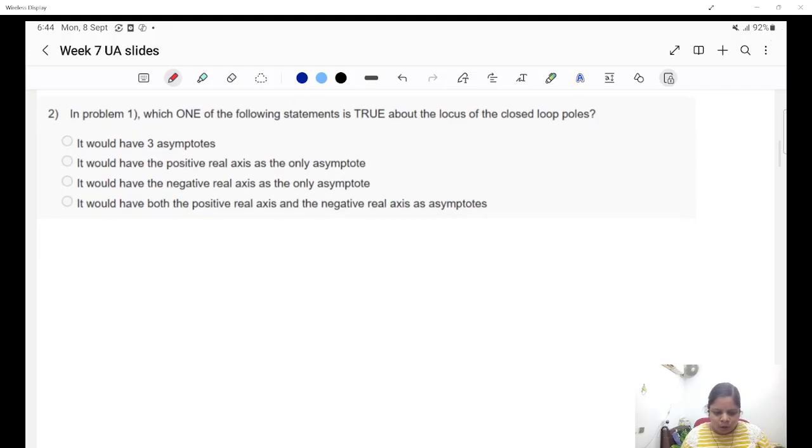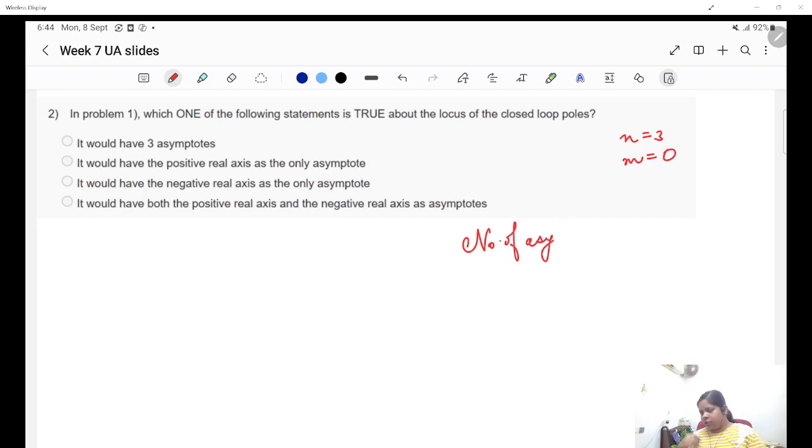In problem 1, which one of the following statements is true about the locus of the closed loop poles? So how many poles were there? There were 3. How many zeros were there? 0. So what is the number of asymptotes?